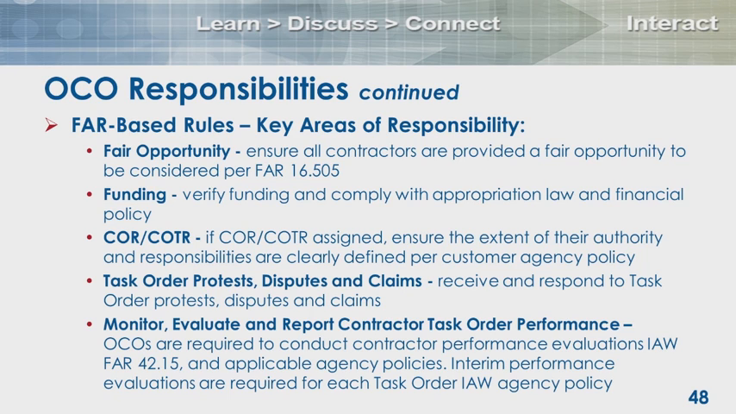Monitor, evaluate, and report contractor task order performance. This is important. As a contracting officer, you have to do this. This is a FAR requirement. You have to do an interim performance evaluation. How often you do that, you have to adhere to your agency supplement. But you have to continuously provide feedback to the contractor, see how they're doing, and make sure they're meeting the acceptable standards. There should be no surprises.